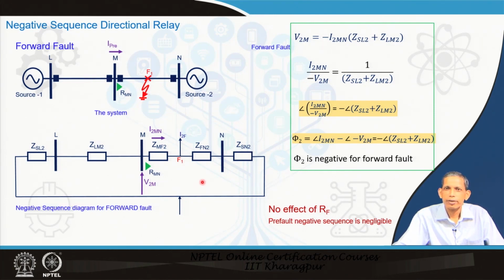Note further that in a transmission system the amount of unbalance during normal operating condition is also very low. Negative sequence current during normal condition is pretty small.